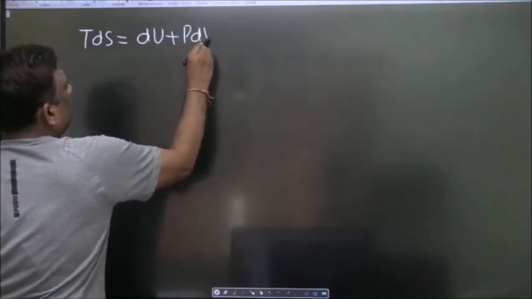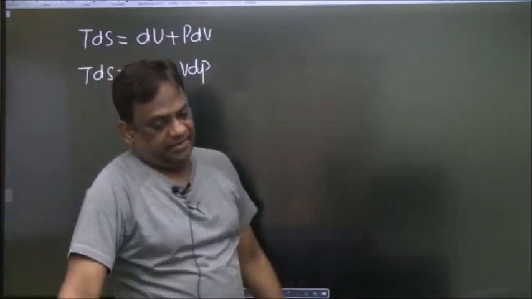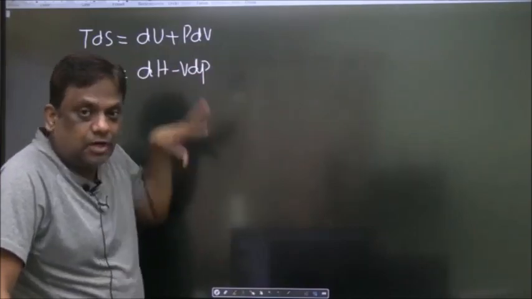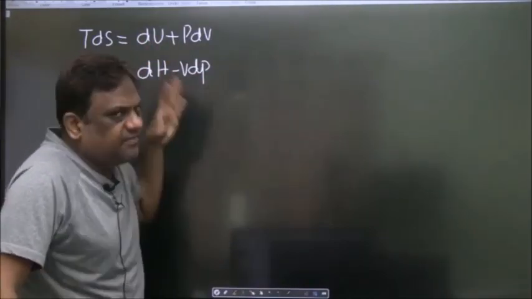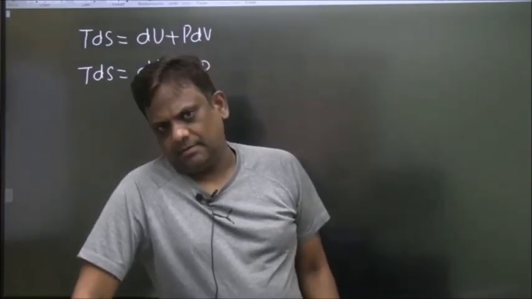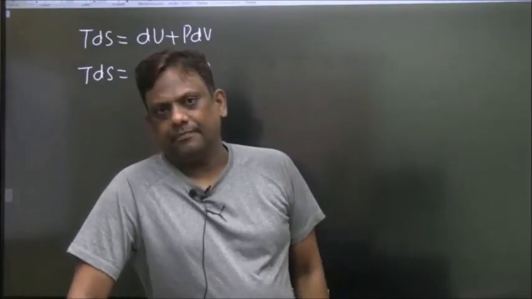Now let us consolidate. TdS is equal to dU plus PdV. TdS is equal to dH minus VdP. Very good. Now students may be having confusion. See, that is the problem with students, not with the equation. There is no problem with the equation, but there is a problem with the way we visualize things. The problem is with us only, including me.